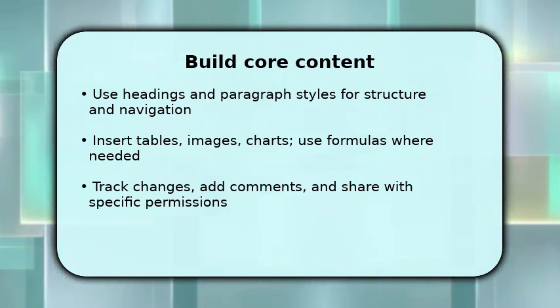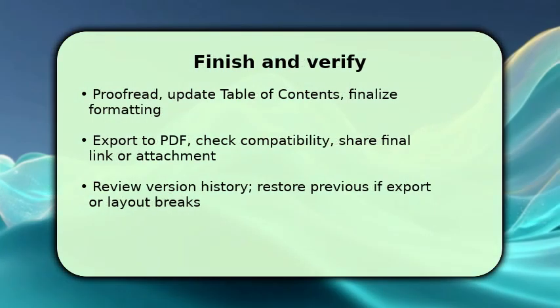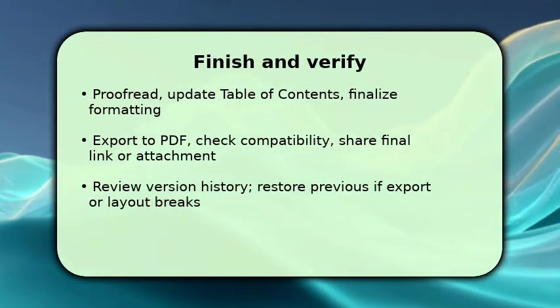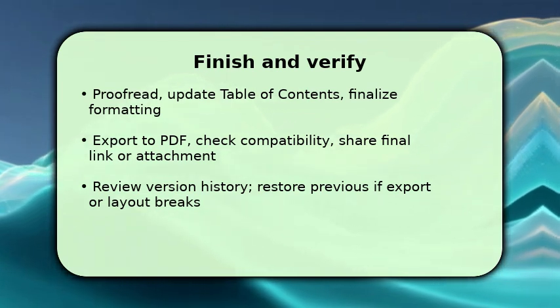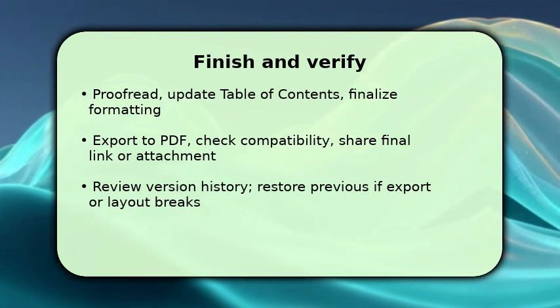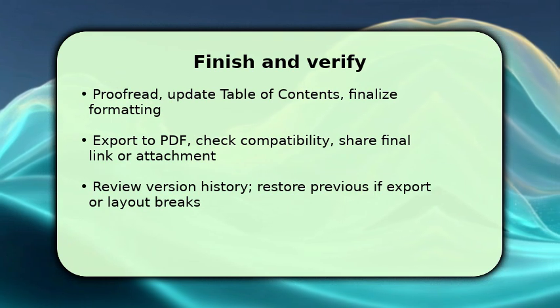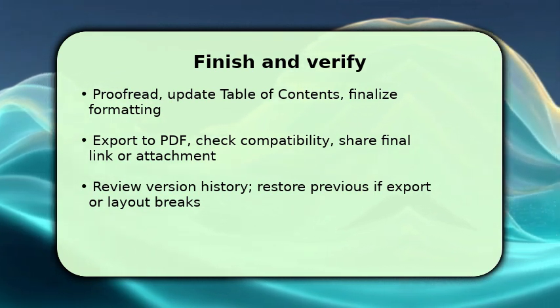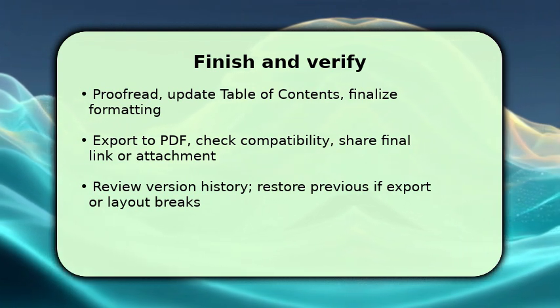You wrap up by proofreading and updating the table of contents so everything points correctly. Final formatting checks include spacing, fonts, and accessibility tags. Export to PDF or the required format, then test the exported file on another device to check layout and fonts. Make sure sharing permissions match recipients' needs. If something goes wrong, open version history, restore a recent stable version, and re-export.